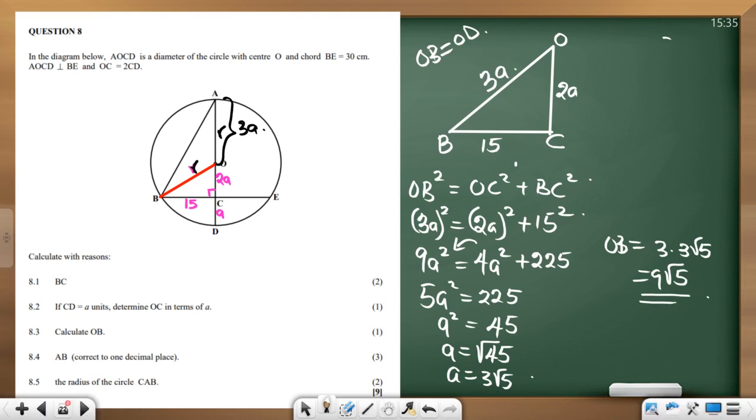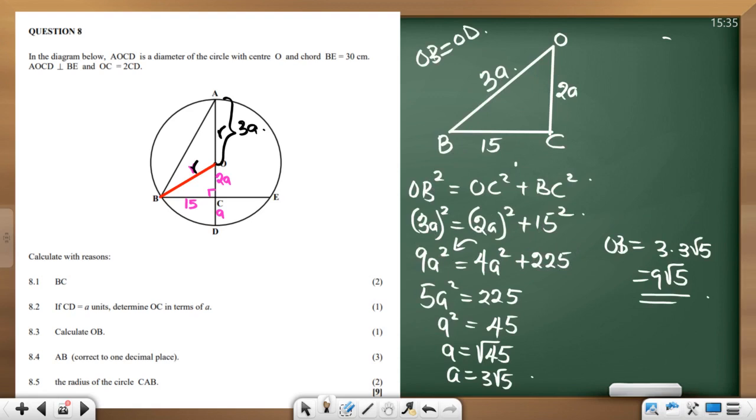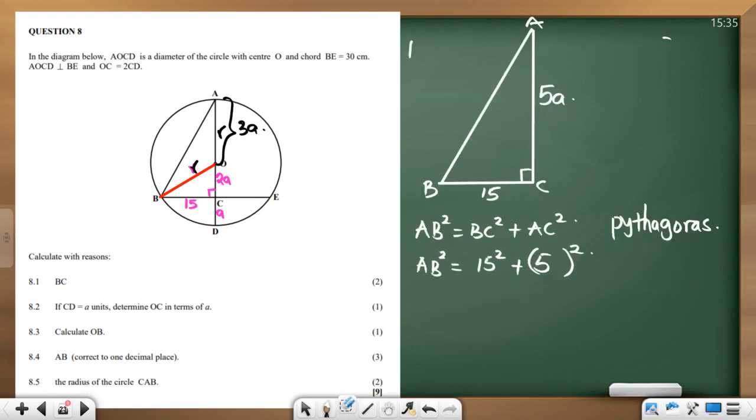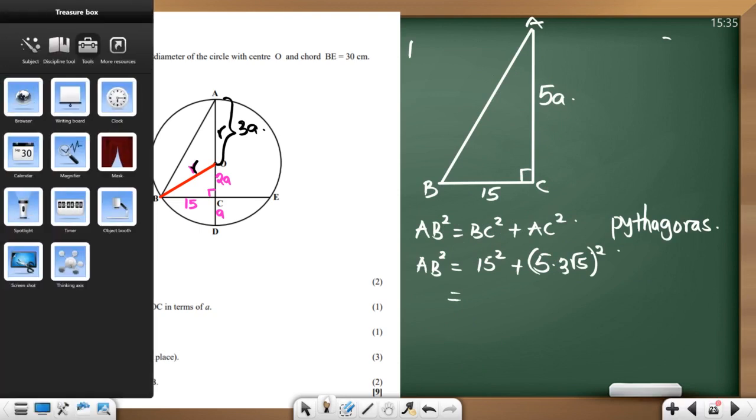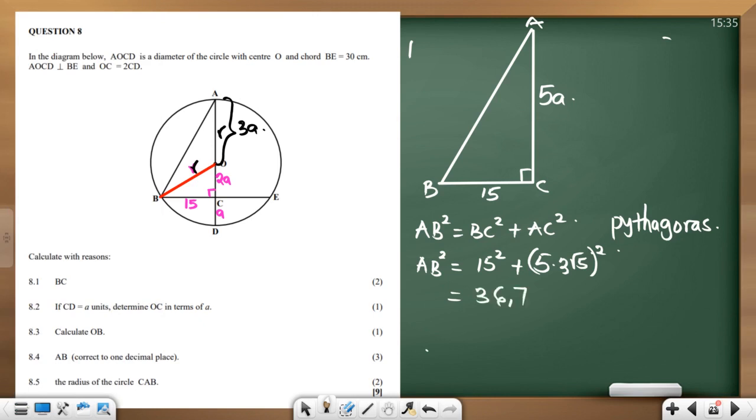On to the last section here. What were we looking for? We're looking for AB. We know our a already. Our a is 3 root 5, so we can just substitute that in. 15 squared plus 5 times 3 root 5, all squared. I think we can just use the calculator here to save time. 5 times 3 is 15, 15 root 5, then we close the bracket, squared. We're looking for AB, so the square root of my answer is 36.74. To one decimal place, we have 36.7 centimeters. Good. Very interesting piece of question.